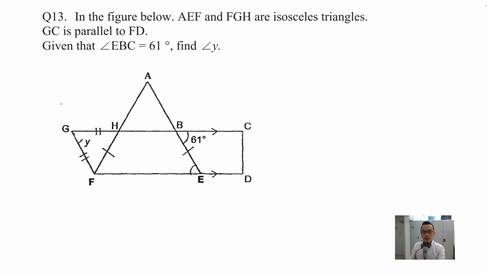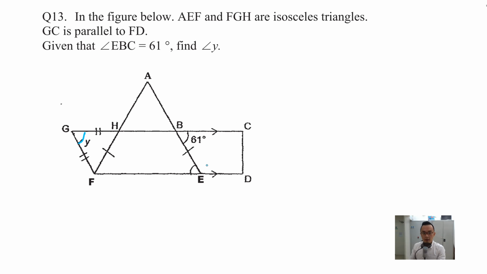Okay, in the next question, in the figure below, AEF and FGH are isosceles triangles, and they've marked up for you which angles are the same. GC is parallel to FD. Given that EBC equals 61, find angle Y. So this is angle Y.